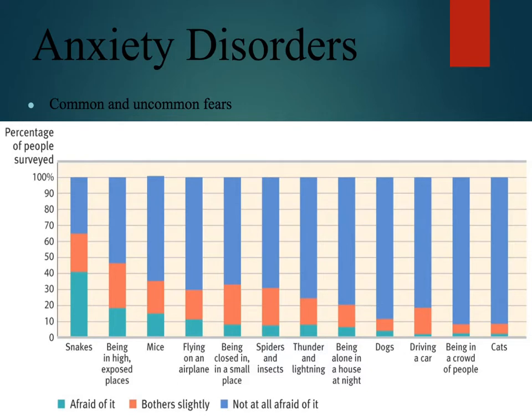So here we see a comparison chart of different things that people feel anxious about or are fearful of. The blue indicates that no one really is afraid of it. Red indicates that there's moderate fear, and then green, there's a lot of fear. So you can see most people are afraid of snakes, whereas very, very few people are afraid of cats and dogs.